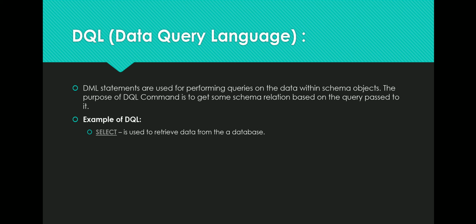DQL, Data Query Language. DQL statements are used for performing queries on the data within schema objects. The purpose of DQL commands is to get some schema relational database on the query passed to it. Example of DQL are: select is used to retrieve data from the database. Also, along with the select, where and from clauses also come under data query language.